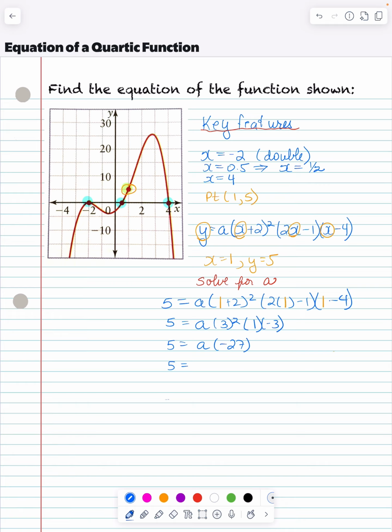Rewrite this as a multiplication because that's what it is, -27a. Going from this step to this step, that's the most common error that students have. Remember, it's multiplication. So I'm going to divide both sides by -27 now to isolate the variable. These two -27s reduce to 1, and I have a final a value of -5/27.